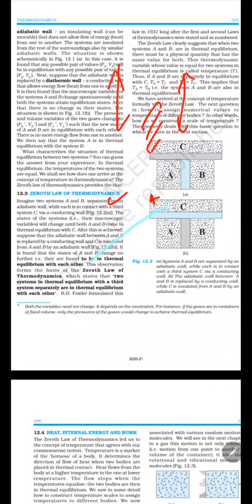Now I will tell you what are the remaining topics. Okay, zeroth law is over. Then I will teach you specific heat capacity. You can write this zeroth law yourself, just copy it from the book and note it down. I'll give you 2 minutes to note it down. Then I will tell you the specific heat capacity.